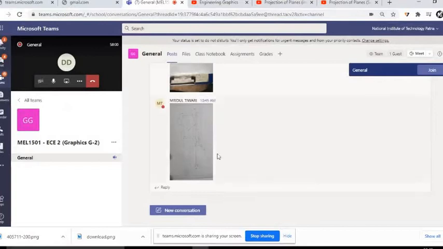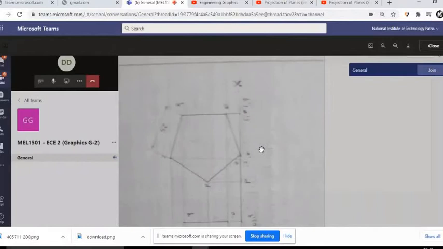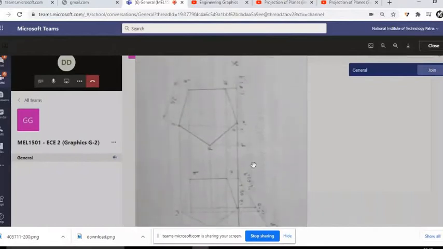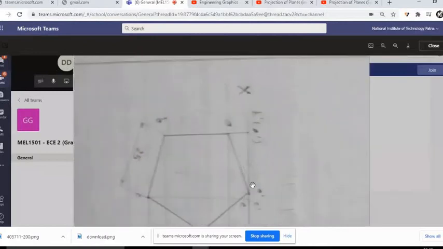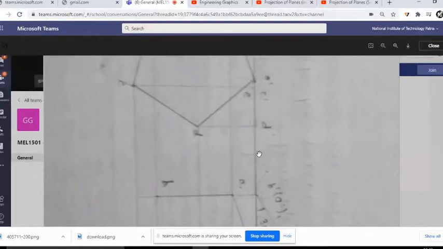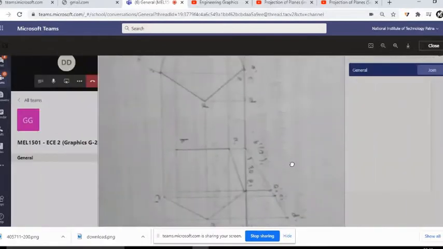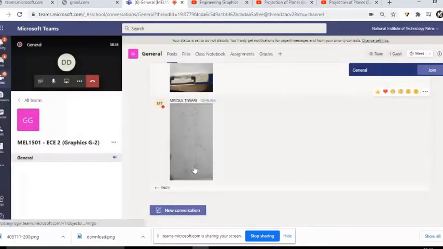Let's see others' responses. Look at this. For Mridul Tiwari, this case is correct. It is touching on one of its edges because in the resting case, it shows P dash A is touching on HP. So that means it is resting on an edge. It is correct. Are you able to get my point? Mridul, your response is right.